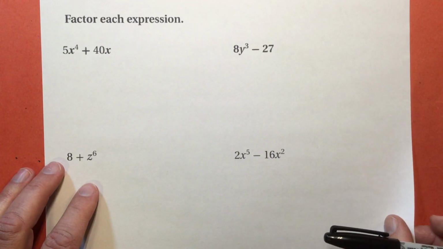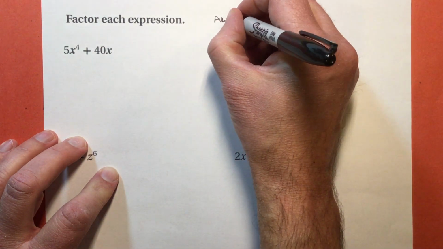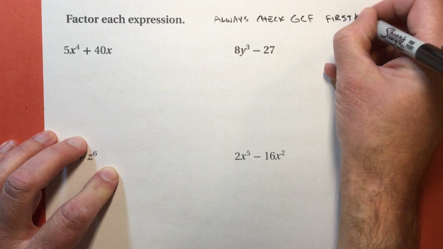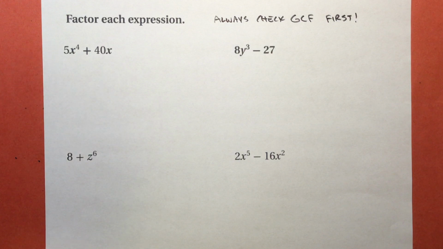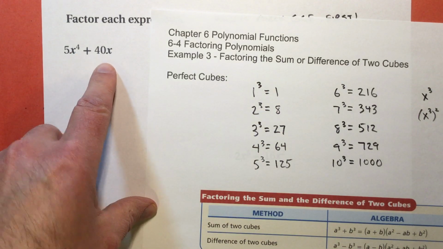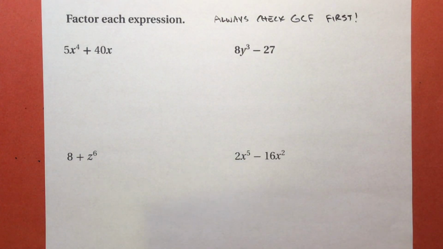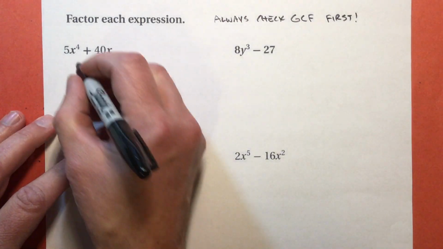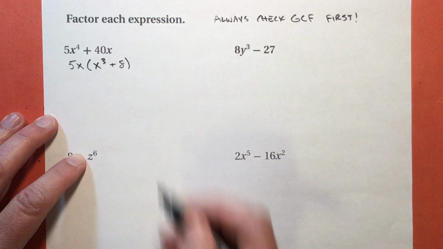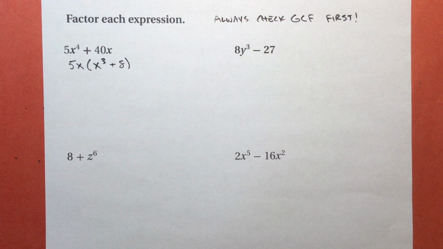All right, so we're going to factor these. What do we do every single time? Always check for a greatest common factor first. And here's the big clue. I'm supposed to factor by the difference or sum of perfect cubes. I don't have any perfect cubes here. Look at my perfect cubes: 1, 8, 27, 64. I don't see a 5 here, I don't see a 40 here. That's probably a big clue that I'm supposed to factor out the GCF first. So this is actually 5x times x to the third power, that's a cube, plus 8. That's a cube. So I have a common factor of 5x, which allows me to then keep working.